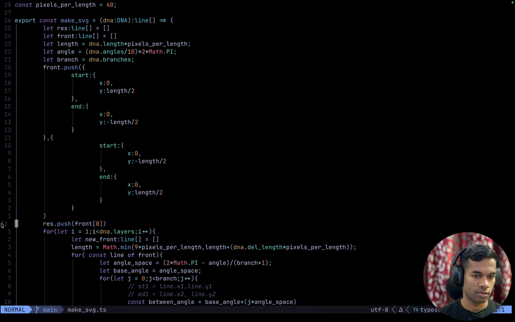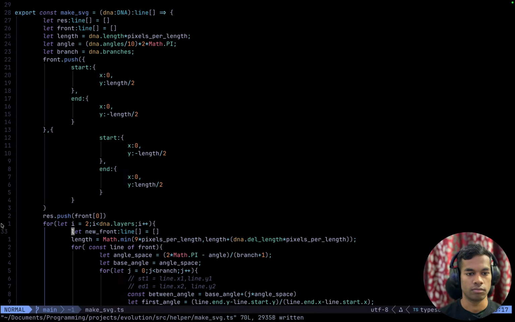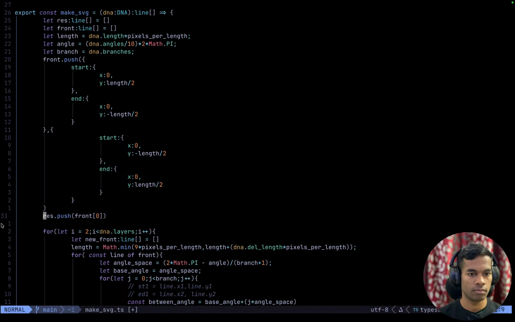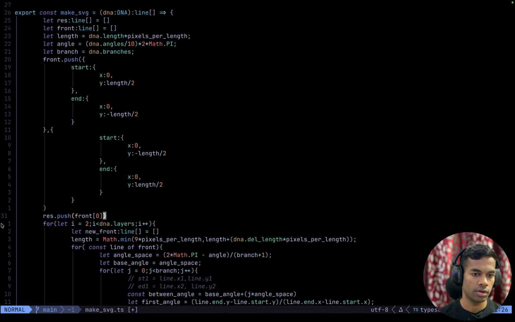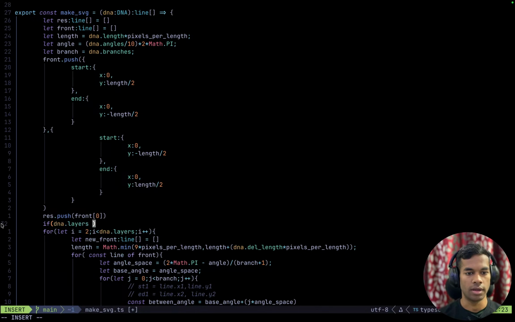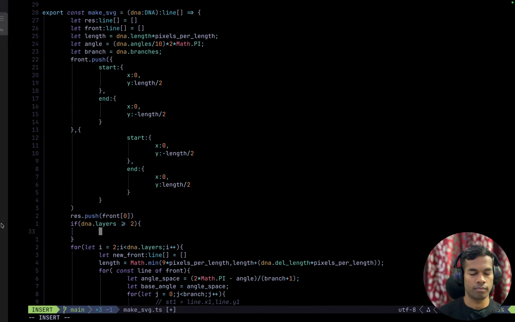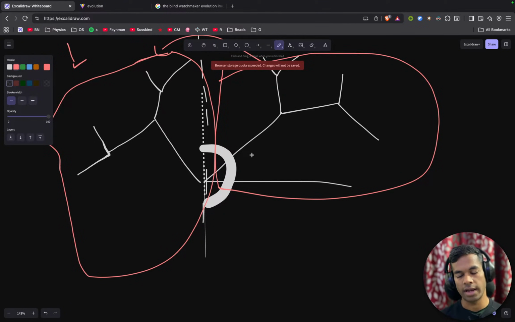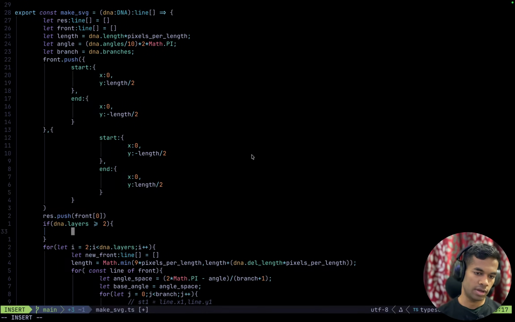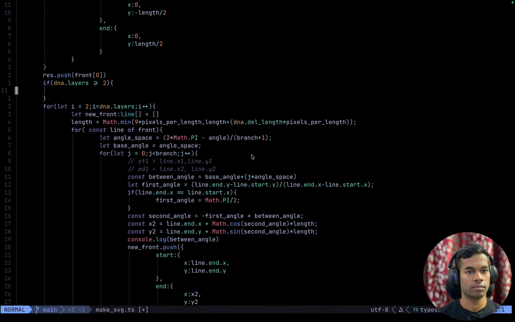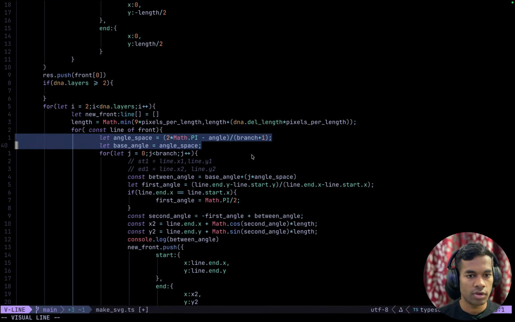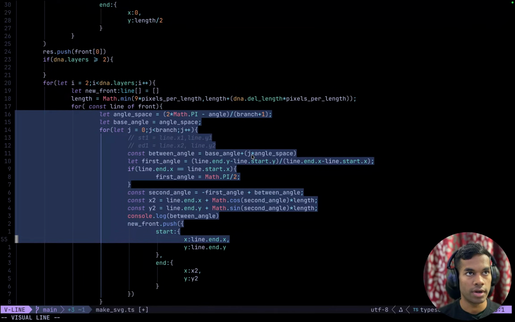Along, yes. And here, two layers. This dot front, yep. And if DNA dot layers is greater than or equal to 2, in that case, we have an angle of 180 degree. Yep, we have an angle of 180 degree. In which case we have to copy paste all of this for each line. No, there are not a bunch of lines. There are only two lines.